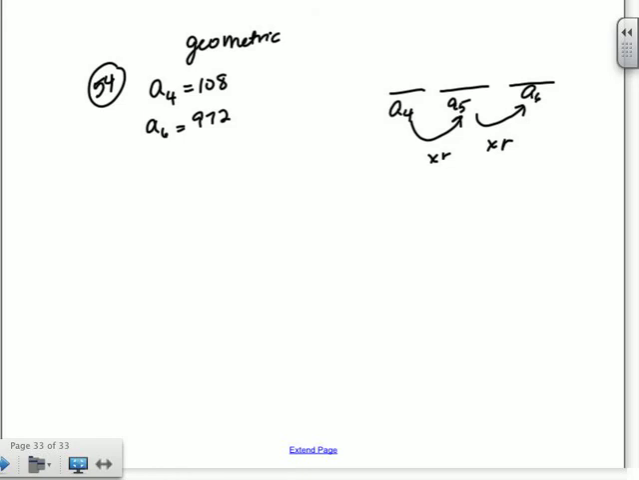All right, so if our number is 108, and I'm going to 972, I'm going to multiply by a common ratio twice.